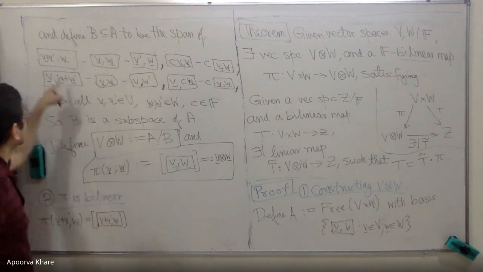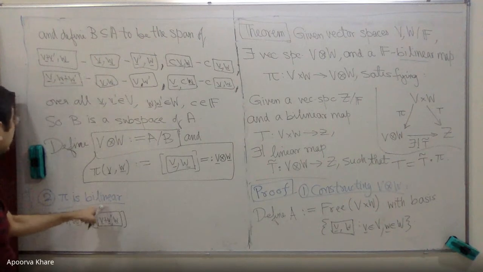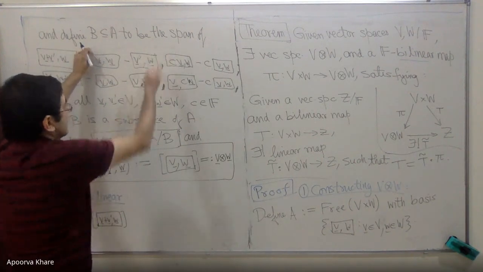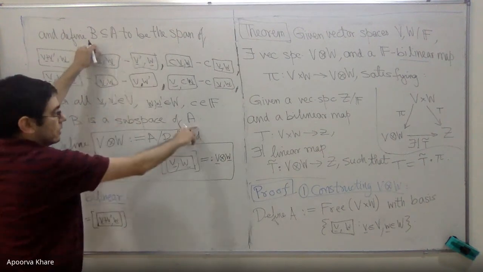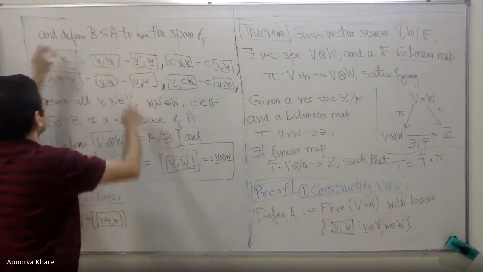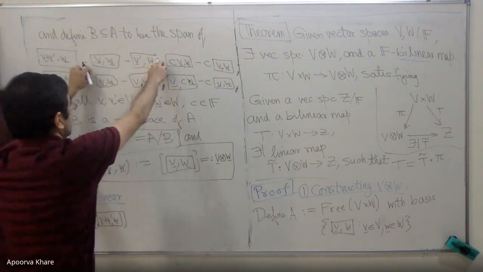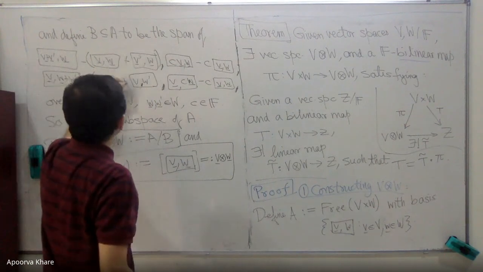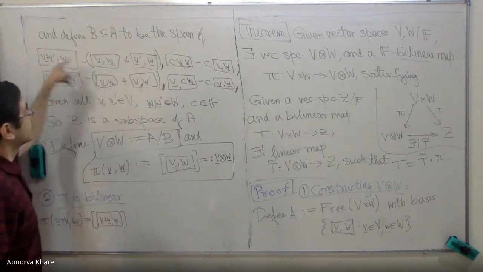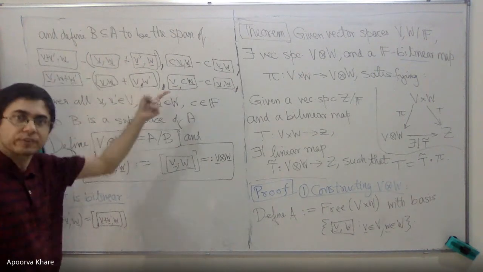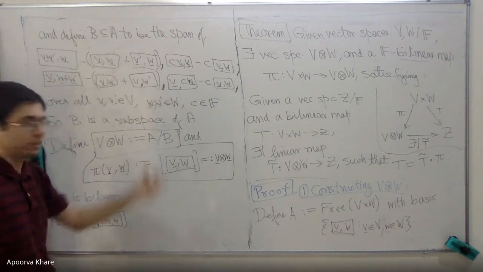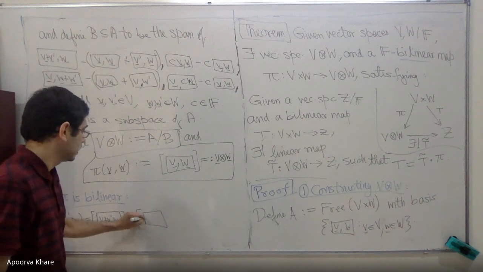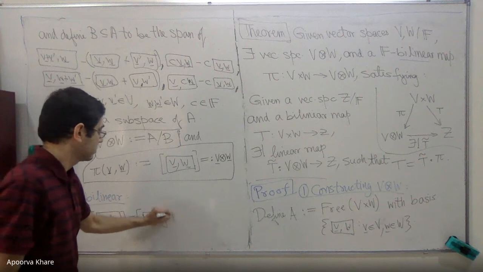But now, since you are quotienting by this relation, this minus this lies in B. You are quotienting by B, so this is equivalent to this plus this. This expression is equivalent to the sum of those two because the difference lies in B. B is the span of these things. So this equivalence class is indeed equal to v comma w plus v prime comma w.